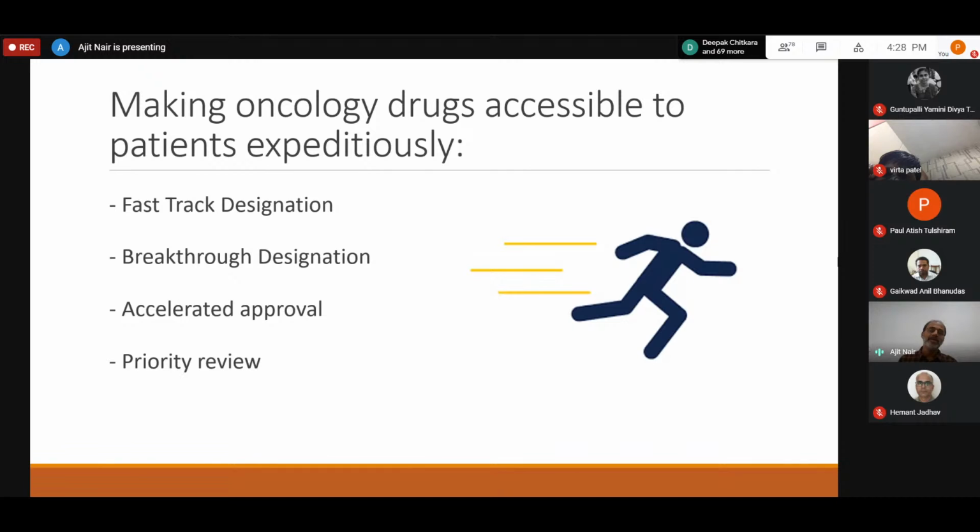So these are some of the mechanisms by which the FDA pushes and promotes early development by pharma companies, or biotech companies, so that they're able to get the drug development cycle much faster and get the drug to the market much more quickly.